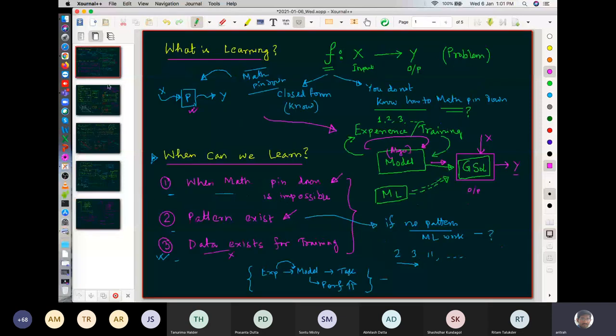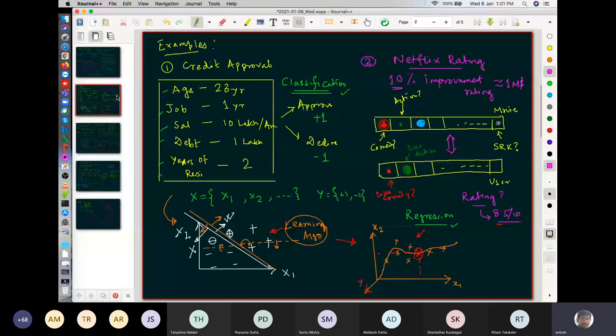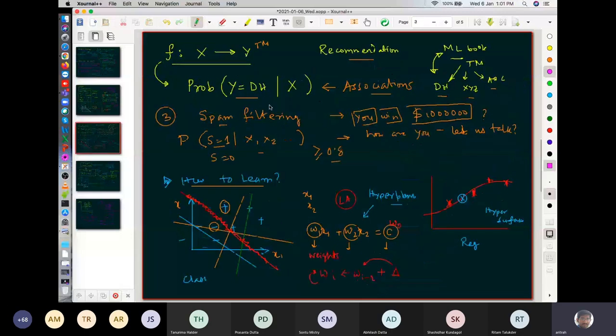So if I recapitulate, we started off with what is learning: the problems that we cannot mathematically pin down, where a pattern exists and data definitely has to exist. Then we said there are classification problems and regression problems, which differ slightly in the output that we make. There are also association problems, where we need a little bit of probabilistic associations, posterior associations with the output, to determine the model.